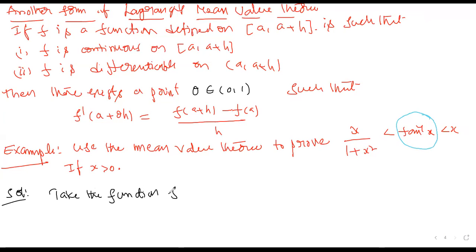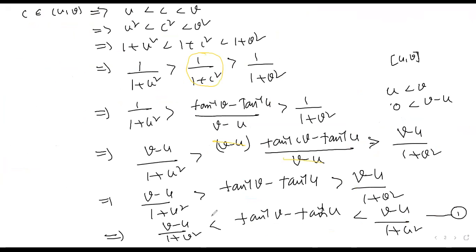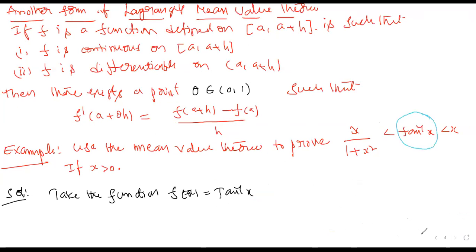Tan inverse x. Yes, very good. f of x equals tan inverse of x. And also here our equation is in terms of only x. Keep this point. In the last problem, once again I will show you, our required inequation was only in terms of u and v. But in the given problem, the problem is only in terms of x.